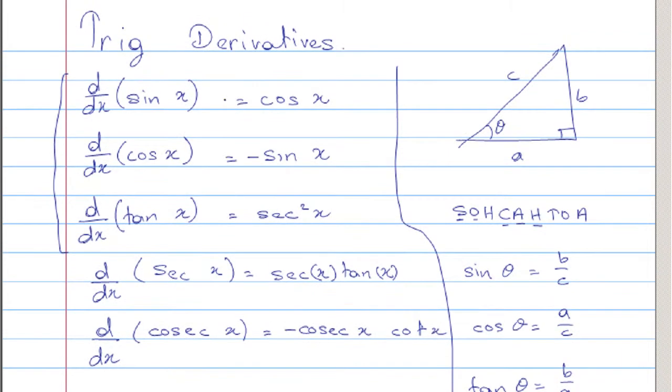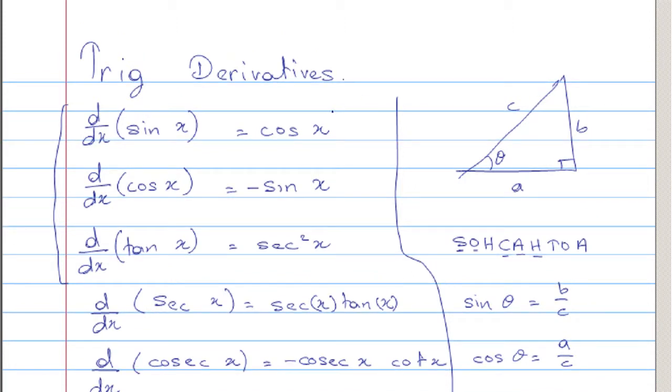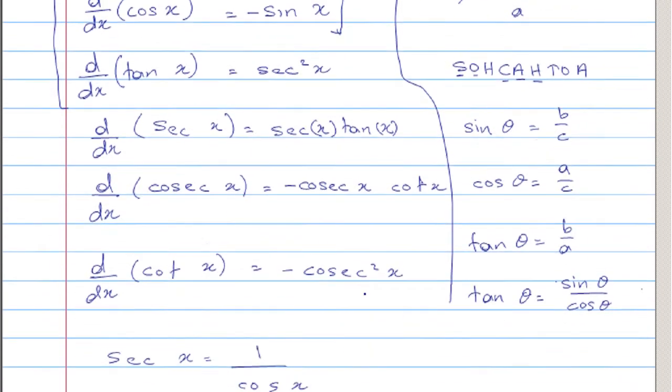To prove that the derivative of sine x is equal to cos x is quite a bit tricky. It takes quite a while. So what I'll do for the rest of the video is I'll assume that these two are known. I'll just assume that the derivative of sine x is cos x and the derivative of cos x is equal to minus sine x, and try to derive these four.